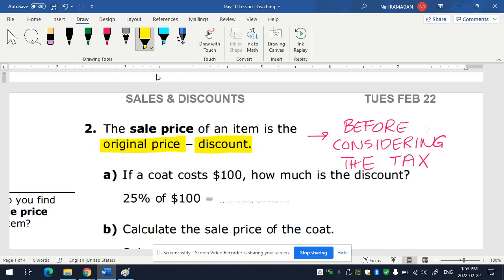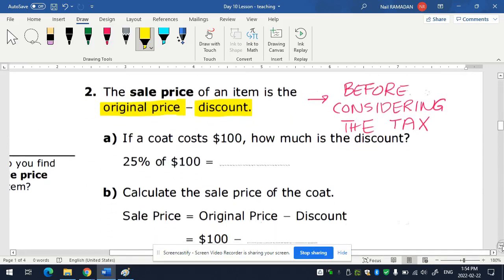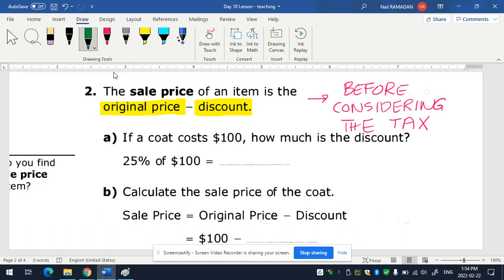So if a coat costs $100, how much is the discount? Oh, apparently we're still going with the old store of 25%. So how much is 25% of 100? Well, oops, sorry. Well, you know that 25% has to be made into a decimal first. So this guy is 0.25, which means it's 0.25 times the $100. I mean, technically 25% of 100 is $25, but in case you wanted to show the calculation, okay?